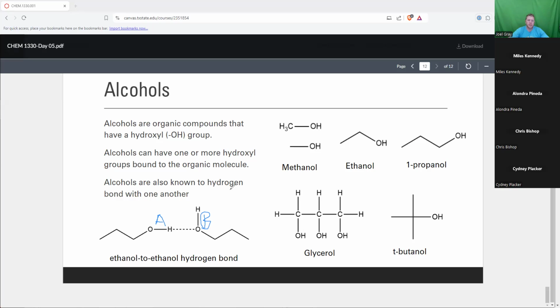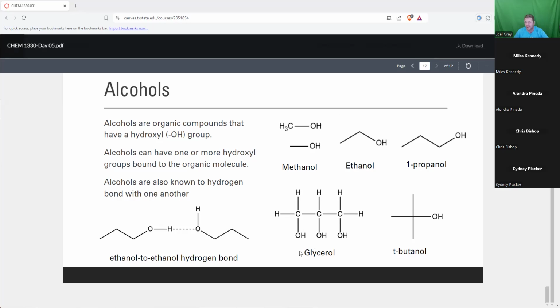A, that's absolutely right. A is going to be our hydrogen bond donor. That means B is our hydrogen bond acceptor because B has the oxygen with the dashed line. A has the hydrogen with the dashed line. Great job, Alondra. So that's what you should be looking for. That's the sort of question that I will ask on the exam. Alcohols have hydroxyl groups. Because they have hydroxyl groups, they're great for hydrogen bonding. There's methanol, ethanol, 1-propanol, glycerol, t-butanol.